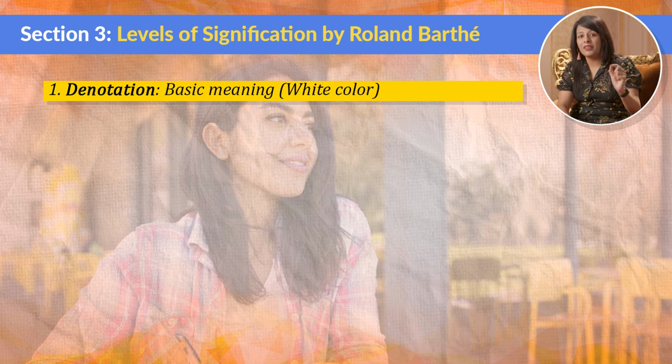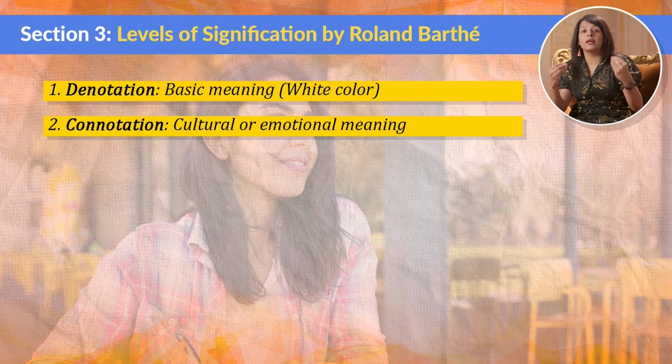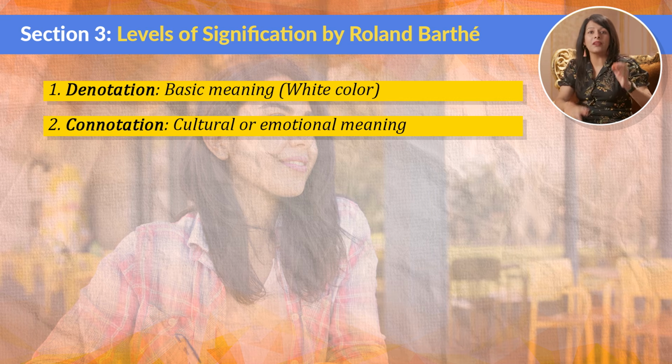That's it. No extra meaning. Just the basic idea of what white is. Next is connotation. Now we go a step deeper. Connotation means the extra feelings, emotions, or cultural meanings that we attach to something.